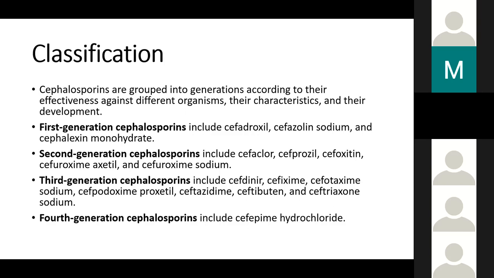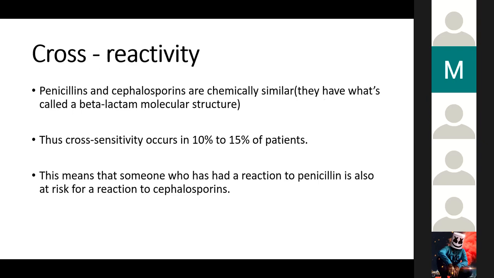So you send the patient on these because you want to continue with the efficacy of the cephalosporin. So having started with an injection, you want to send home on an oral medication. And the fourth generation cephalosporins are cefepime hydrochloride. So we know that the penicillins are chemically similar to the cephalosporins because they have the beta-lactam molecular structure. And this occurs in about 10 to 15% of patients. So sometimes if a patient has a reaction to penicillin, there's a 10 to 15% chance that they also react to cephalosporin. So sometimes you have to be aware of this when patient has an allergy to penicillin.